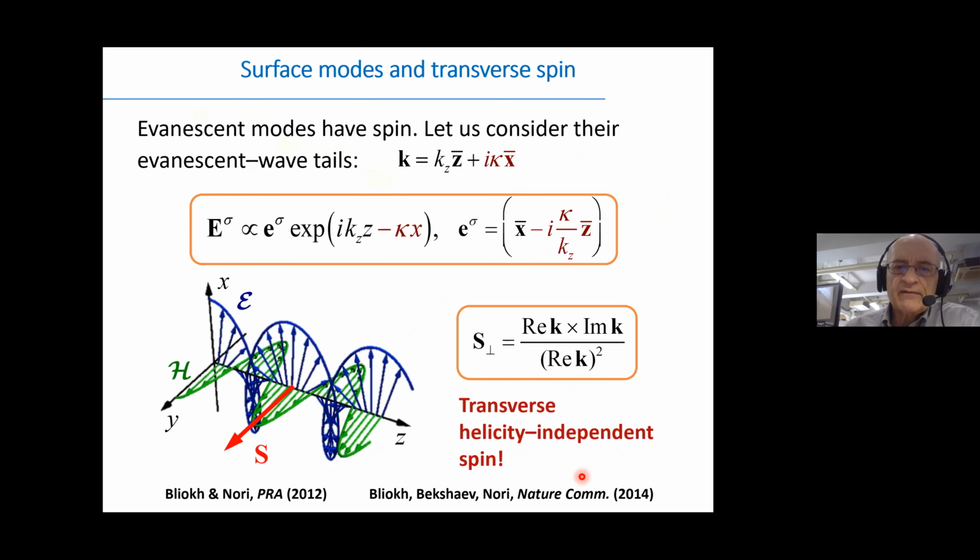So when you have an evanescent wave, you put the K imaginary, so therefore the E decays exponentially. This is an evanescent wave away from the metal. And then you can get, instead of longitudinal, a transverse helicity-independent spin. Before, it was longitudinal helicity-dependent. So we began working on this about 10 years ago, and then we did longer work with Bekshaev in 2014 about this transverse spin.